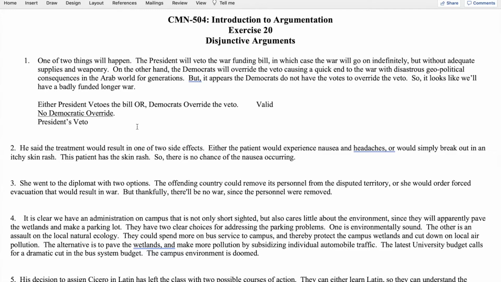So knowing that in a disjunctive statement, one of the disjuncts must be true, they both could be true, but they cannot both be false. If we know then by the second premise that one of them is false, we know the other one must be true, and that's why we are allowed to conclude with certainty that the president's veto is upheld, and indeed we end up with a badly funded, longer war. So it's a valid disjunctive argument.